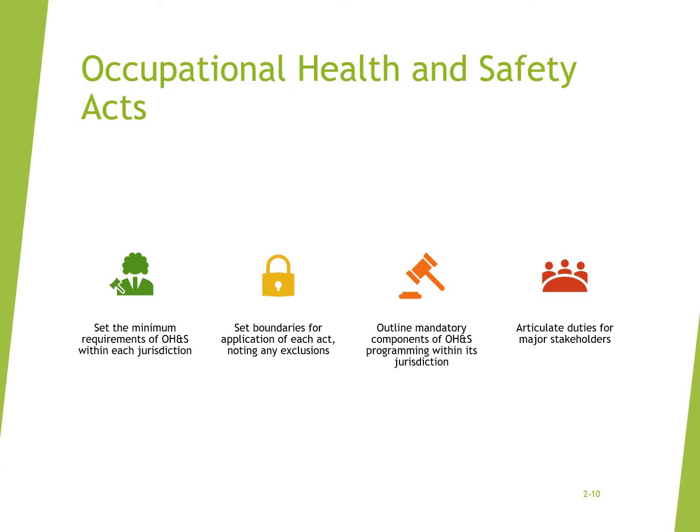So Occupational Health and Safety Acts set the minimum standards of occupational health and safety within each jurisdiction. I firmly believe we can exceed it. We can always do better. If another province is doing better than us in certain areas, why not adopt it? They set boundaries for application of each act, noting any exclusions. They outline mandatory components of occupational health and safety programming within the jurisdiction, and you have to know the jurisdiction that you're in. They also articulate the duties for the major stakeholders.